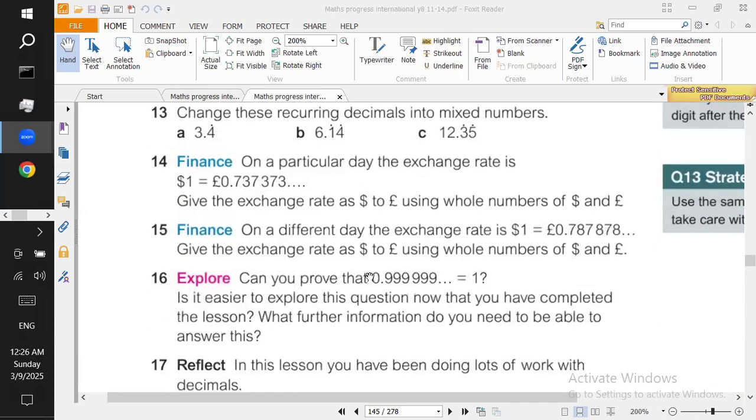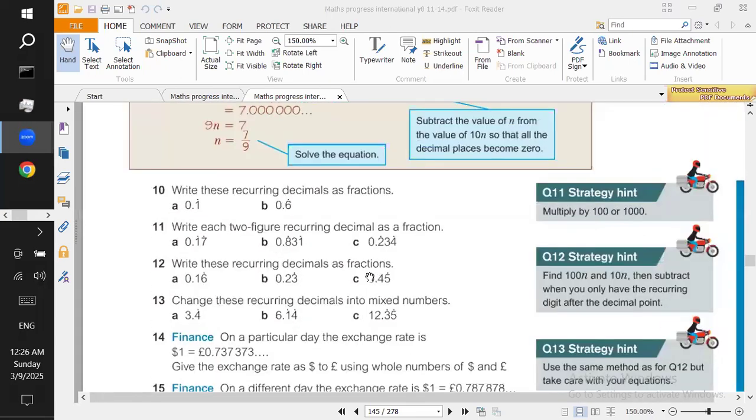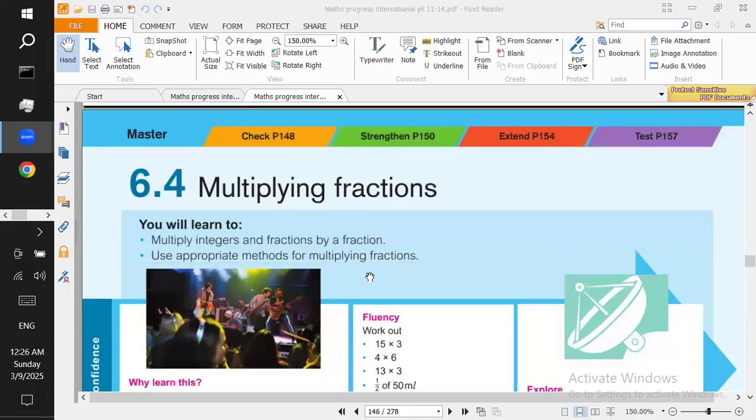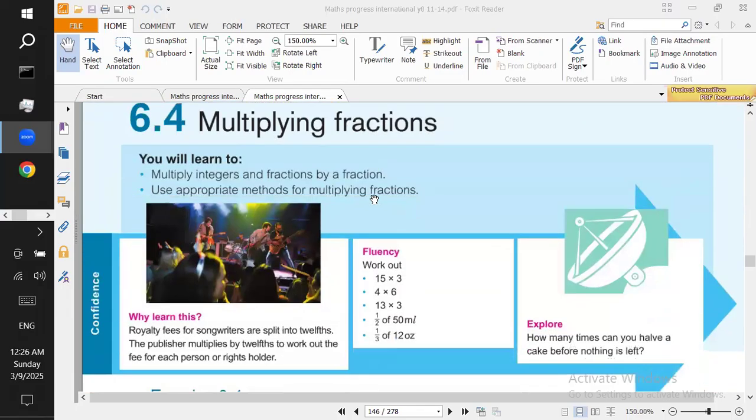And that's the idea of mixed numbers and recurring decimals, okay? Now let's move on. Next lesson. The next lesson is 6.4. In 6.4, we're talking about multiplying fractions.